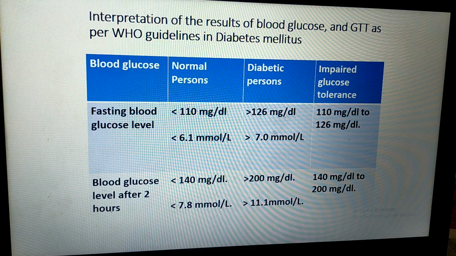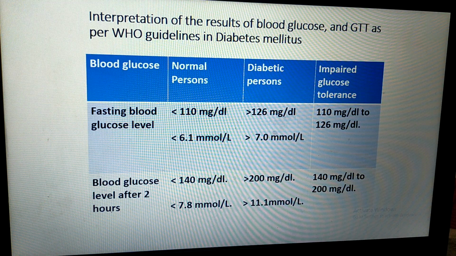Similarly, post meal or post prandial blood glucose, which is measured 2 hours after a meal, in a normal person should be less than 140 milligram per deciliter. But if this blood glucose level is more than 200 milligram per deciliter, then we call him a diabetic person. So fasting blood glucose normal is below 110 and diabetic is more than 126.